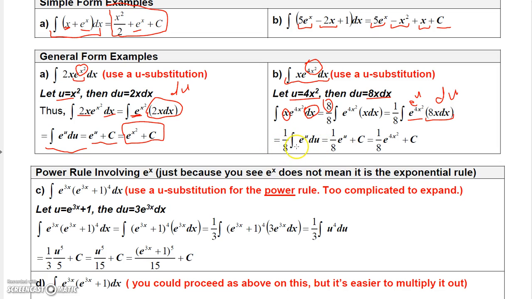And then you know when you integrate e to the u, you just get e to the u. So it's 1/8 e to the u plus a constant. And then the last step is just to replace u with what I set it equal to up here, 4x squared.